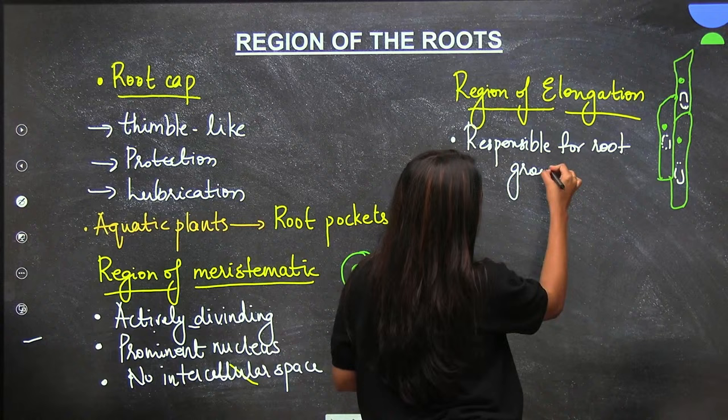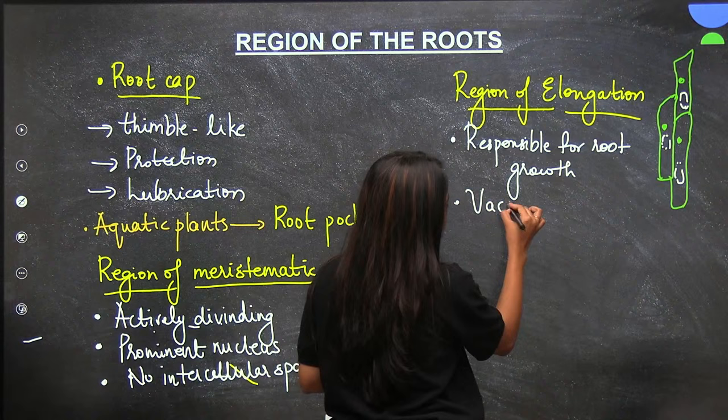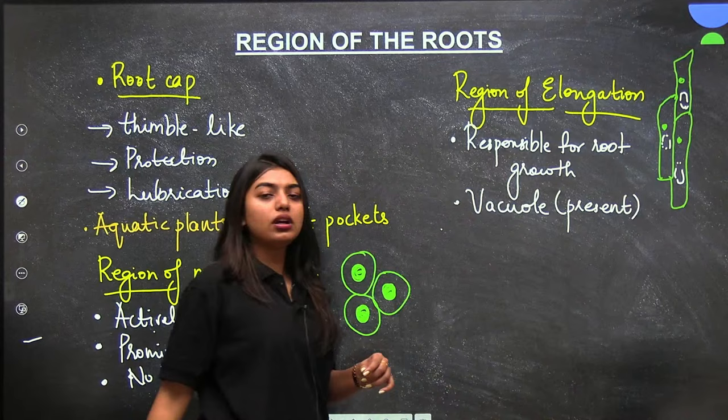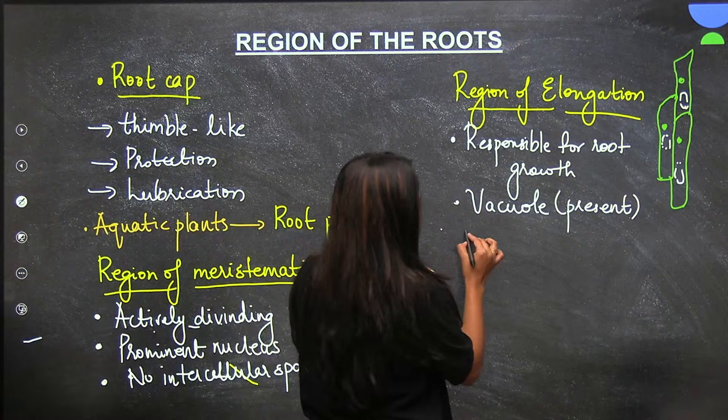And these cells are elongated cells. These cells are elongated and they have vacuoles, okay? Vacuoles are present. Clear to all of you? So, this region will help for what? Increasing in length, right? Increasing in length, okay? So, increase in length will happen in this region.